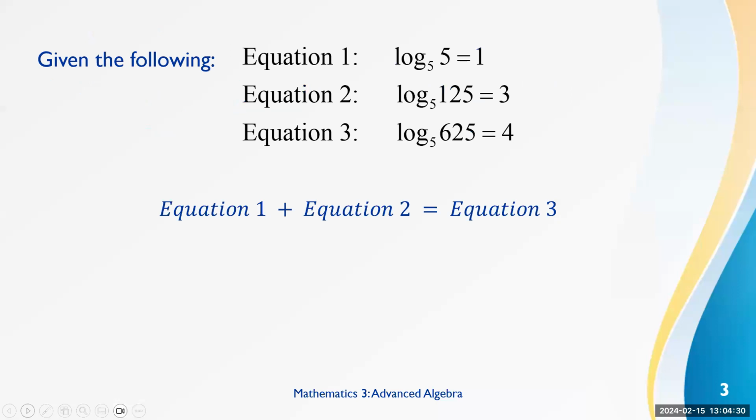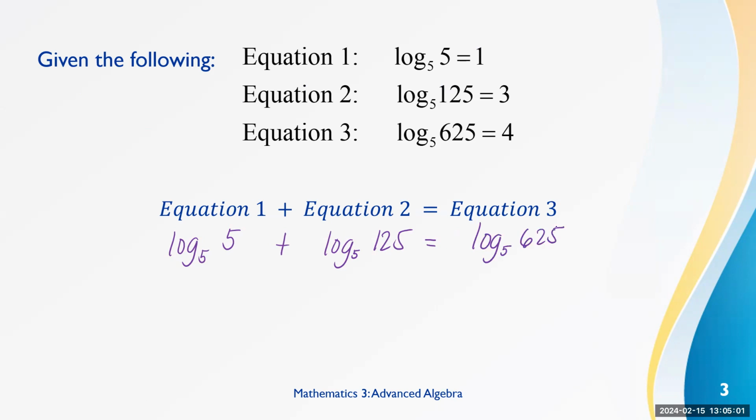Okay, let's start. Let's say we have here three equations: equation 1, equation 2, and equation 3. If we combine equation 1 with equation 2, this becomes log base 5 of 5 plus log base 5 of 125. Then it will result in equation 3, which is log base 5 of 625.